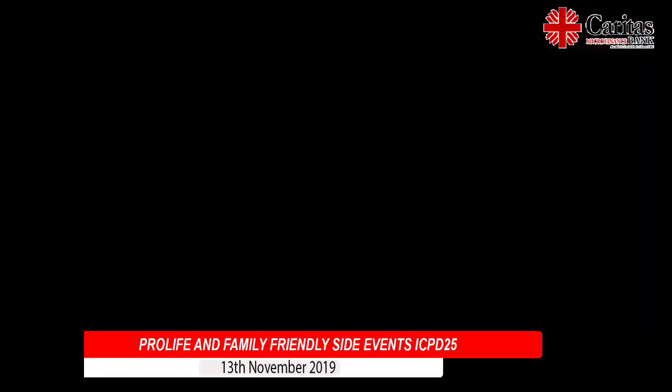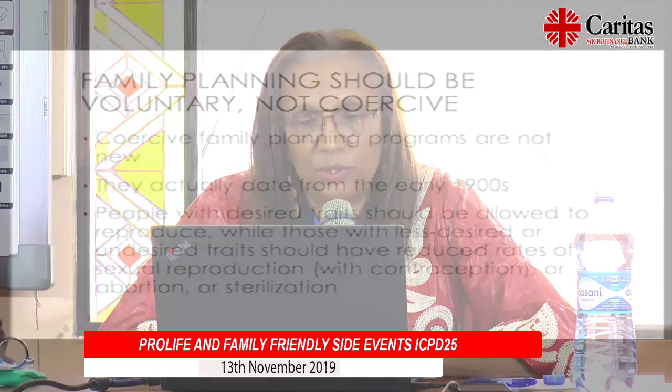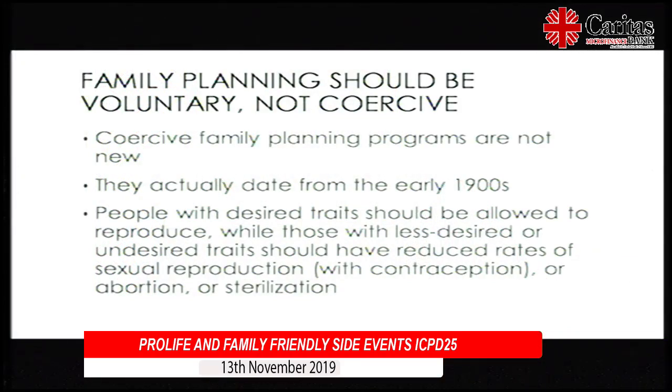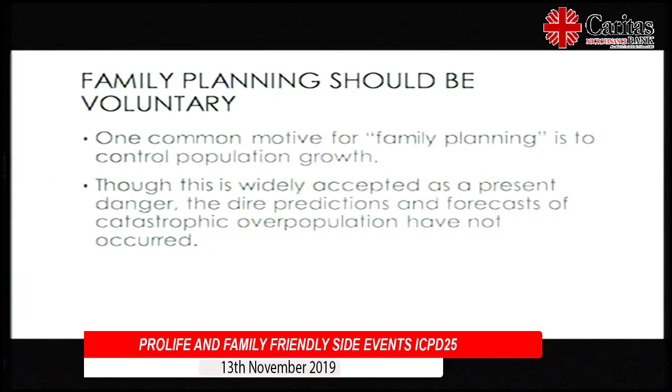I want to talk a bit about family planning. Family planning should be voluntary, not coercive. We have a long and ugly history, even in the United States, of coercive family planning programs. And these actually date from the early 1900s. There was a sense that people with desired traits should be allowed to reproduce, while those with less desired or undesired traits should have reduced rates through contraception, abortion, or sterilization. And this reached its apex in the Nazi regime.